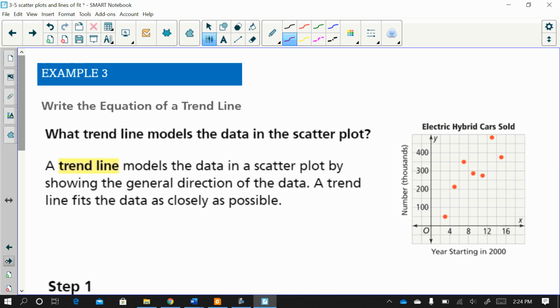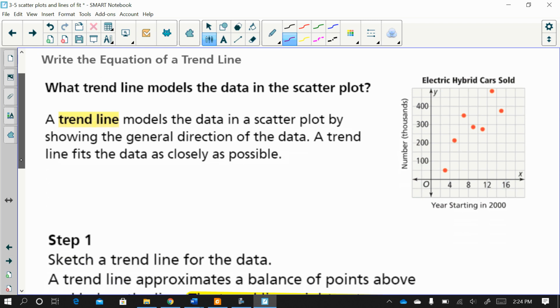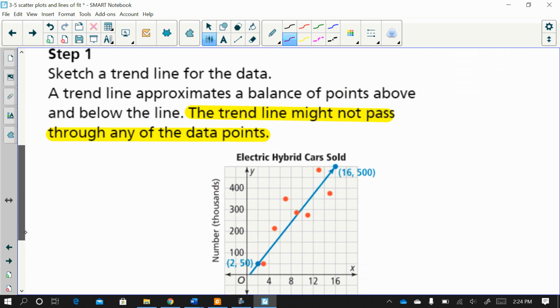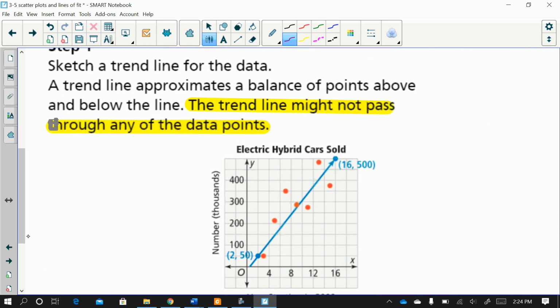So a trend line models the data in the scatter plot by showing the general direction of the data. Okay, a trend line fits the data as closely as possible. So we have a couple steps in order to find these trend lines. The first thing we want to do is to sketch a trend line for the data. A trend line approximates a balance of points above and below the line. Okay, so you want to try and get the same number of points above the line as you have below.